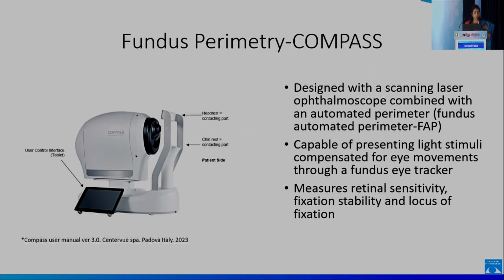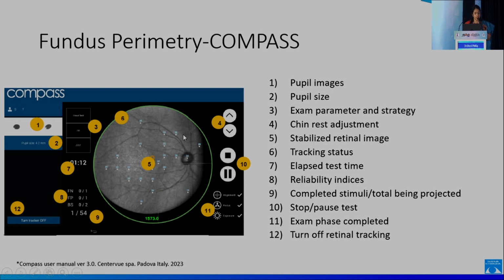The fundus projection perimetry, the COMPASS, is designed with a scanning laser ophthalmoscope that is combined with an automated perimeter and can present the light stimuli, compensated for the eye movements through the fundus tracker, precisely on the area of the retina that needs to be tested. So this is the interface while doing the test. You can see a green circle here, that is the retinal tracker, and these points show where it has been projected. You also can monitor the pupil and the number of points that have been completed.